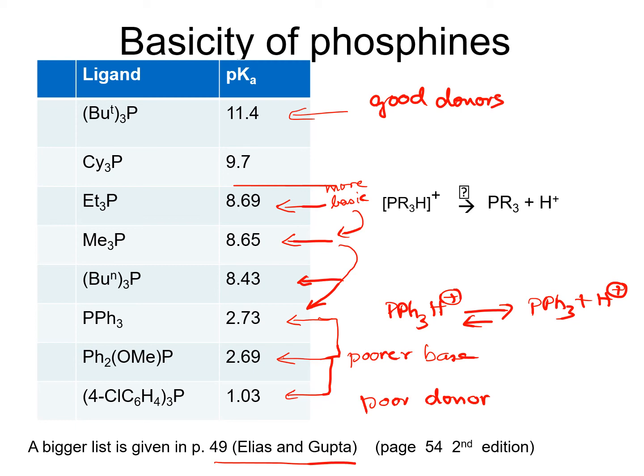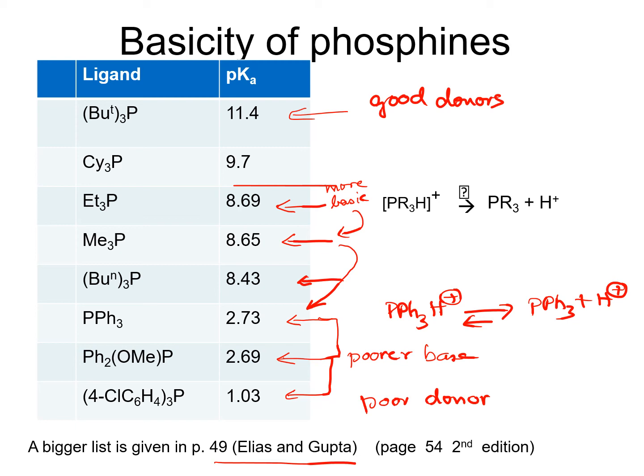So when the pKa is large, it means it is a good base and the dissociation is very poor. If the pKa is small, that means the dissociation is very good and the amount of H plus is very large. And so if the dissociation is large, then it is not a good base, it's a poor donor. So you find that as you put electron withdrawing groups on the phosphorus, as the number of withdrawing groups increases on the phosphorus, the pKa value is going down.